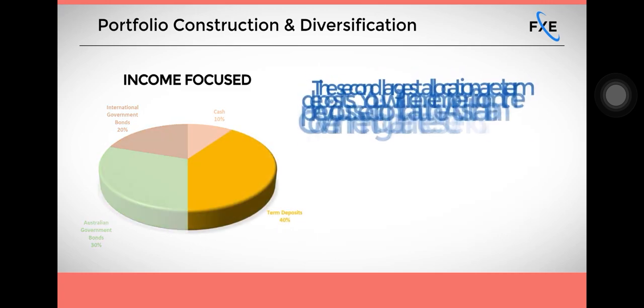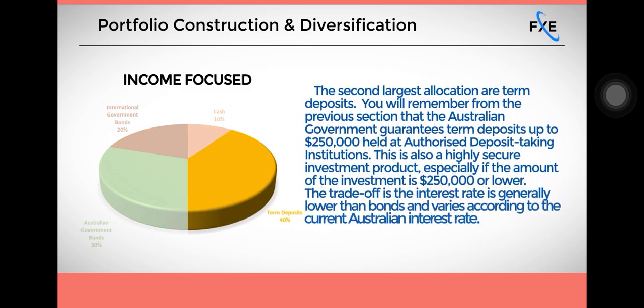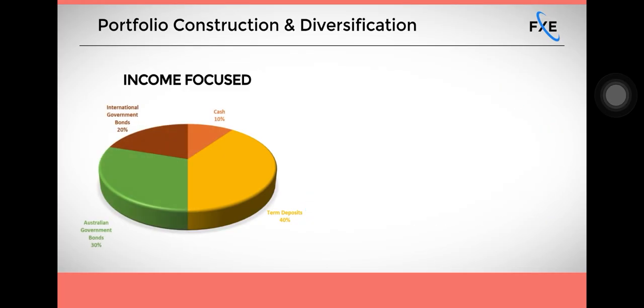The second largest allocation are term deposits. You will remember from the previous section that the Australian government guarantees term deposits up to $250,000 held at authorised deposit-taking institutions. This is also a highly secure investment product, especially if the amount of the investment is $250,000 or lower. The trade-off is that the interest rate is generally lower than bonds and varies according to the current Australian interest rate. The third and smallest allocation is a cash holding.